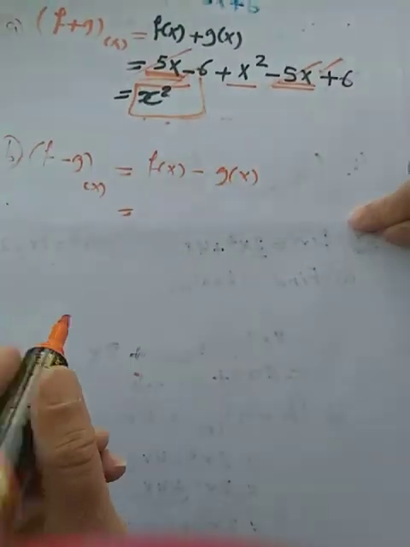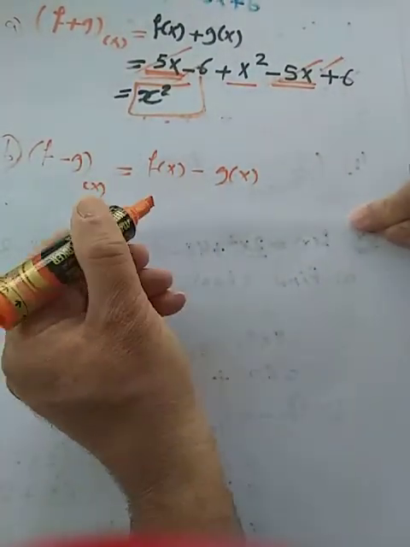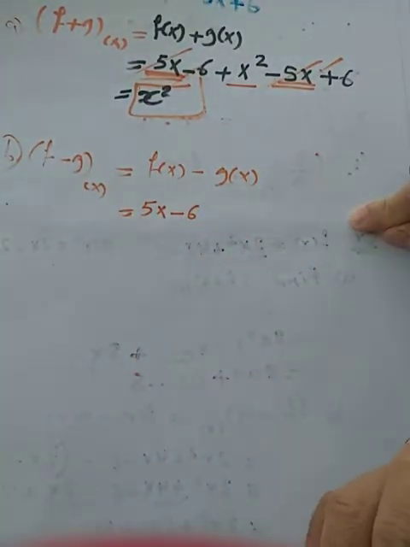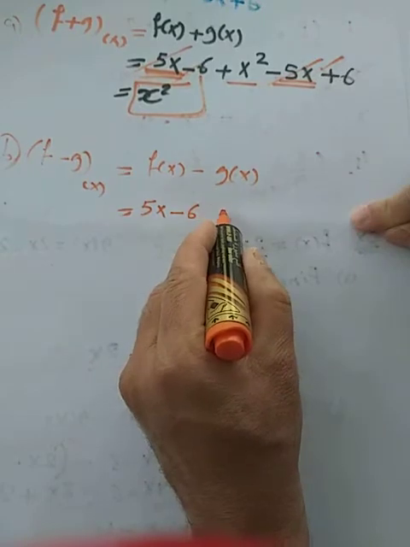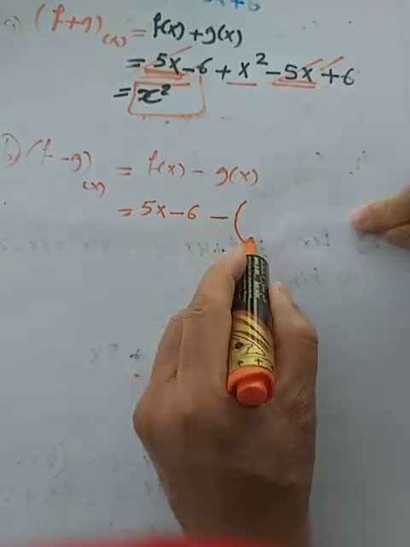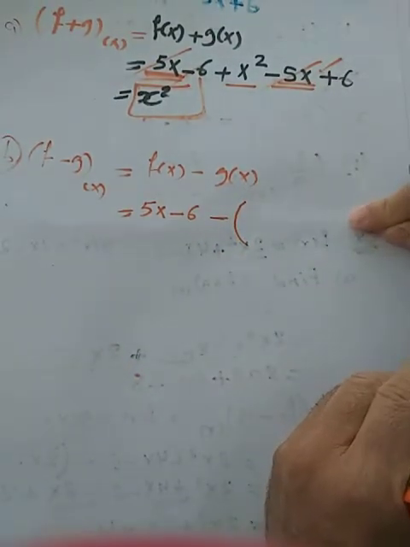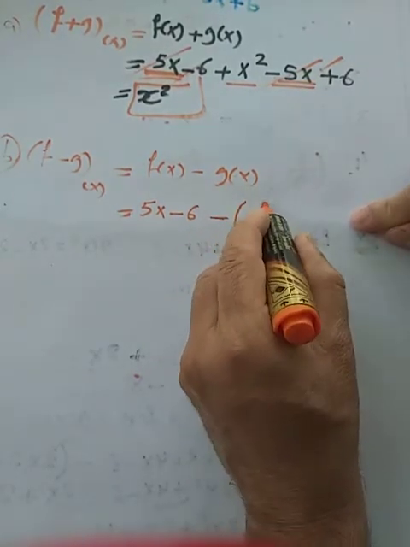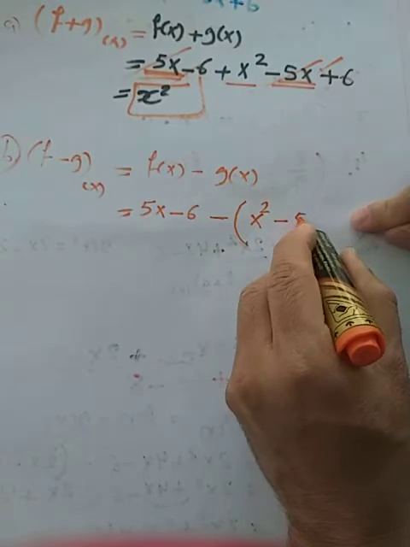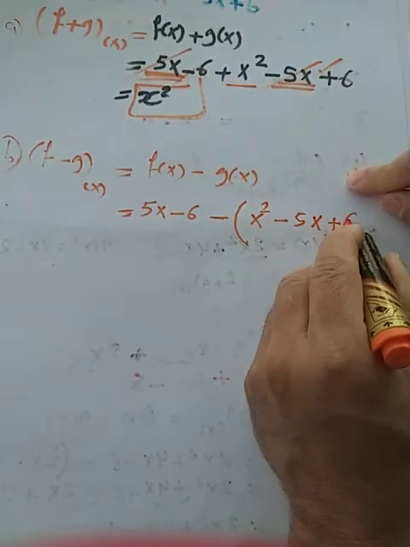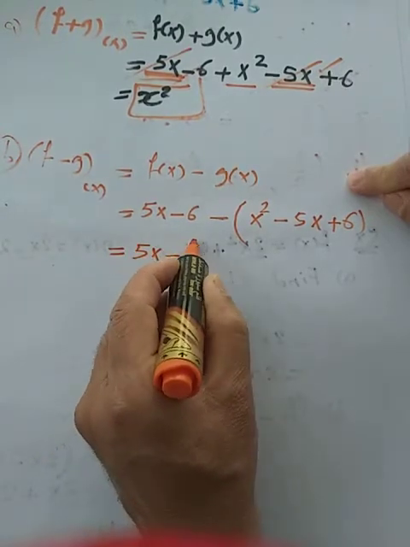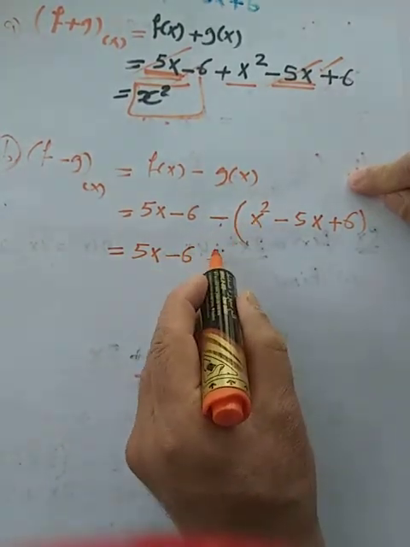F of x is 5x minus 6 minus negative, please, bracket. Don't forget this bracket. G of x squared minus 5x plus 6. Remove the bracket: 5x minus 6, negative x squared.